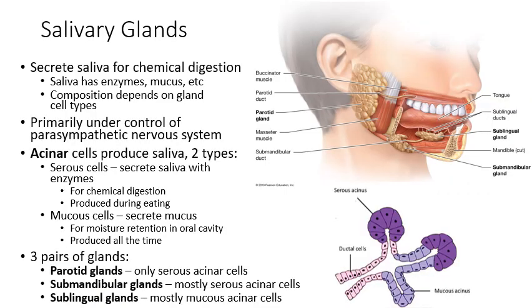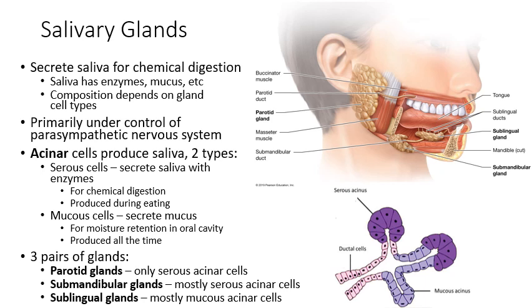And then next we'll go into a little more detail on the salivary glands. Of course, their job is to produce saliva. Saliva has a couple different functions. It functions in chemical digestion, and it also retains moisture in the oral cavity. The composition of the saliva differs depending on which salivary glands it was produced from.